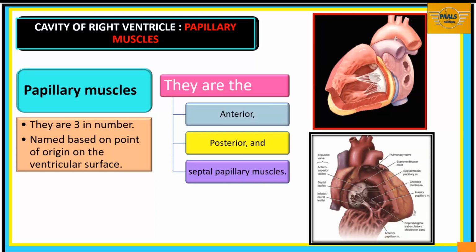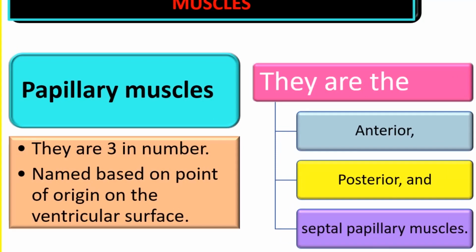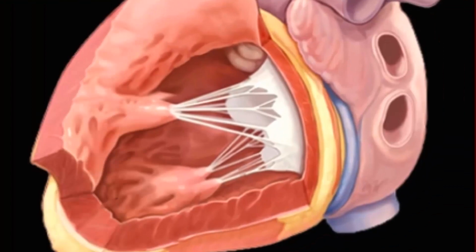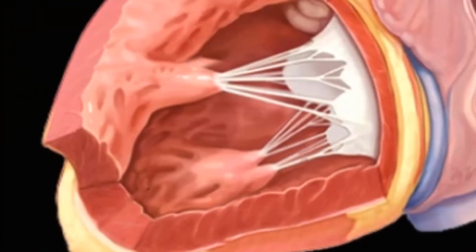We will consider the papillary muscles in detail. There are three of them, and they are named based on the point of origin on the ventricular surface. Earlier on, we talked about how the interior of the cavity of the right ventricle has the anterior wall, the inferior wall, and the septal wall. So we also have these papillary muscles rising from the walls, and we have three categories of them. We have the anterior, the posterior, and the septal. The first image we have here is a chamber of the left ventricle, but I have the papillary muscles very clearly showing.